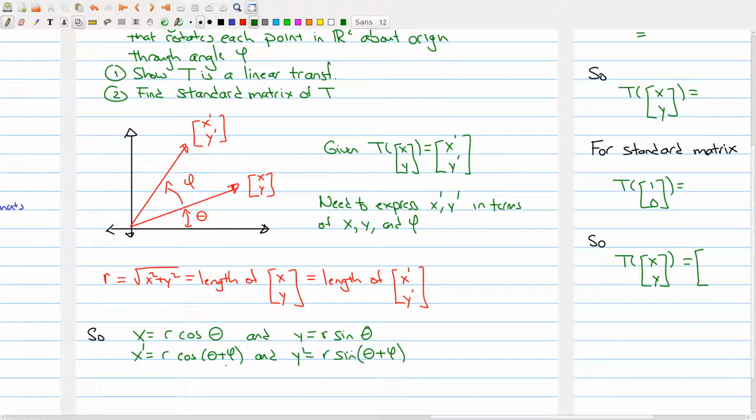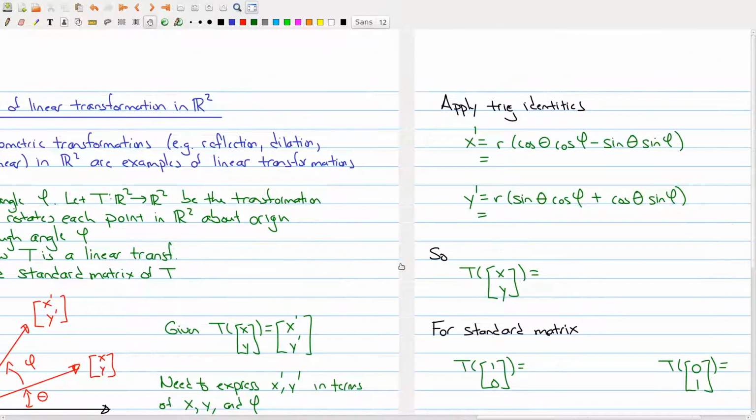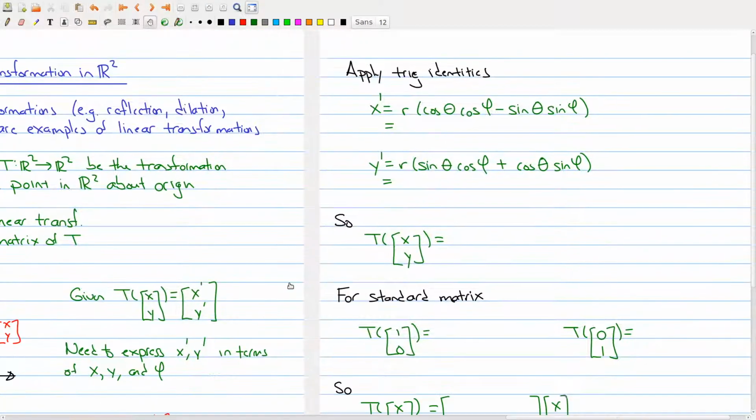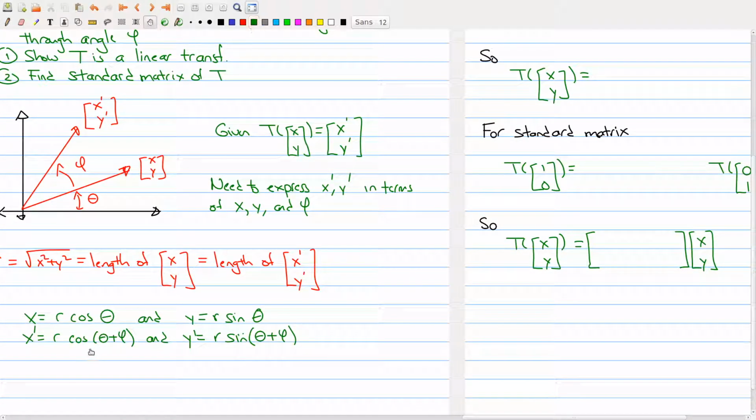We somehow see the theta showing up, but we don't see the original x and y showing up in our expression. Now, to get around this, we need to use a trig identity to replace these two expressions, cos of theta plus phi and sine of theta plus phi. And I've actually done the work over here, so let me underline it here.